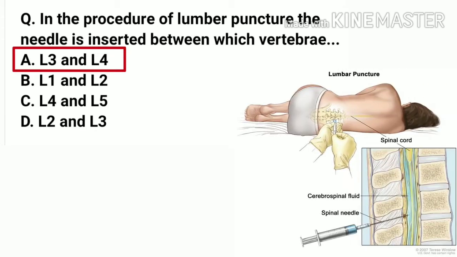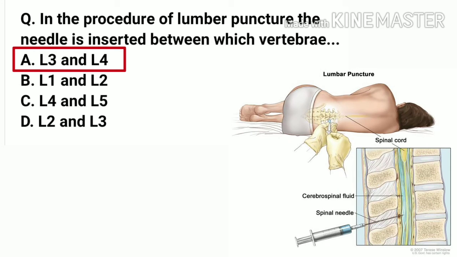Lumbar puncture is a procedure in which a needle is inserted into the spinal canal between the lumbar vertebra L3 and L4. The main reason for a lumbar puncture procedure is to help diagnose disease of the central nervous system, for example, meningitis and subarachnoid hemorrhage.